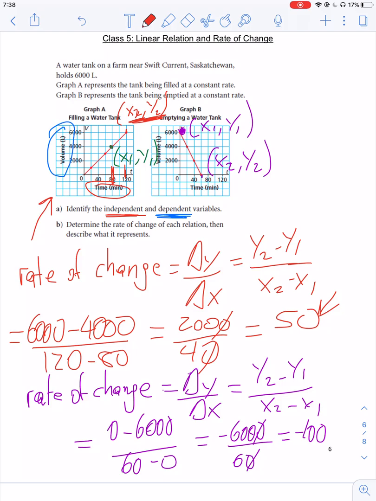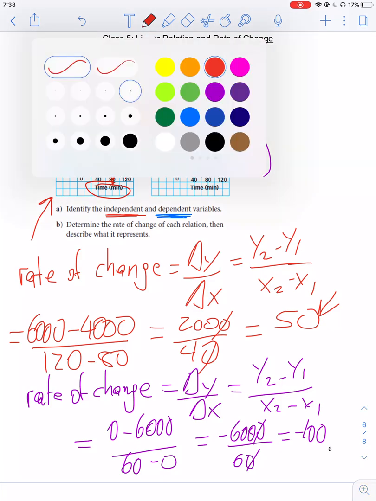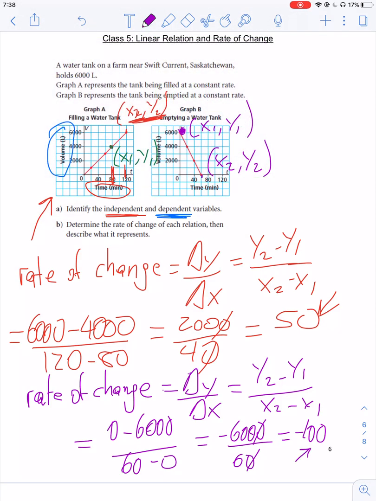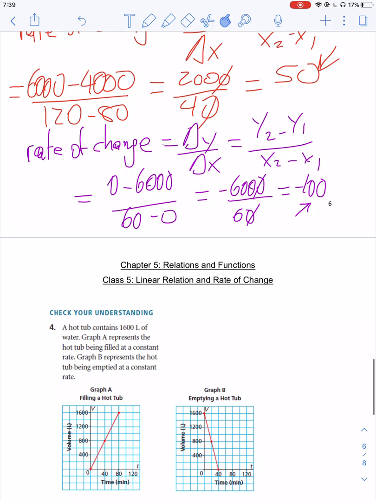And this one tells you that for every minute, your tank is losing, because it's a minus 100 liters of water. But don't worry too much about that. I'm just interested in how to find the values.